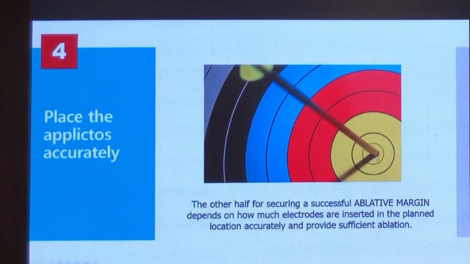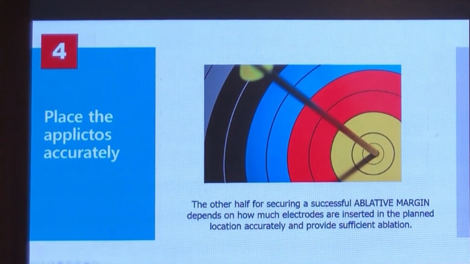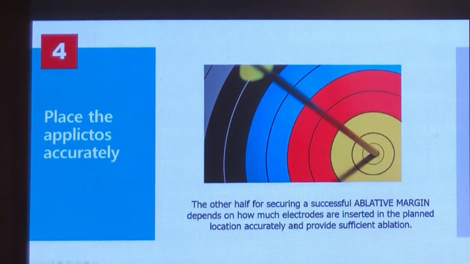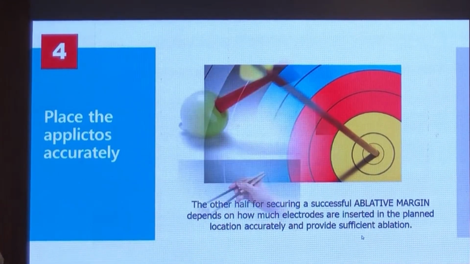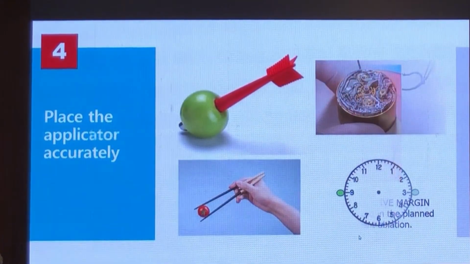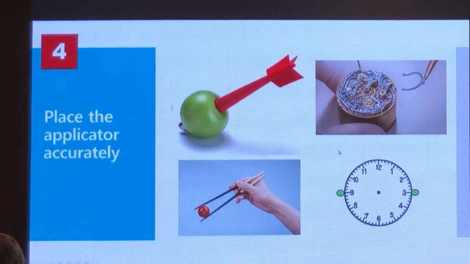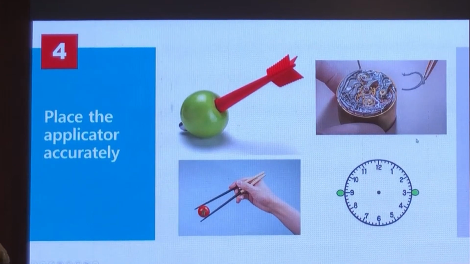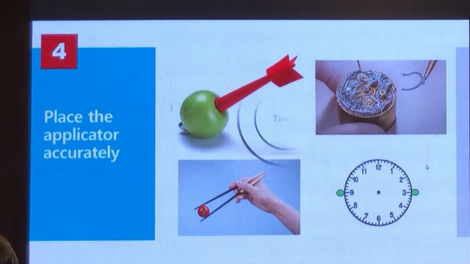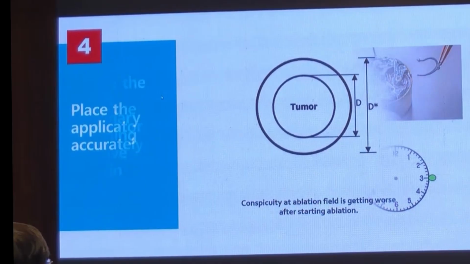Place the applicator accurately, like this. We try to make this as accurate as we can. The other half of securing a successful ablative margin depends on how the electrode is inserted in the planned location, the exact location, accurately, and provides sufficient ablation. Either you use a single electrode or 2 or 3 electrodes, we should be as punctual as a Swiss watch.